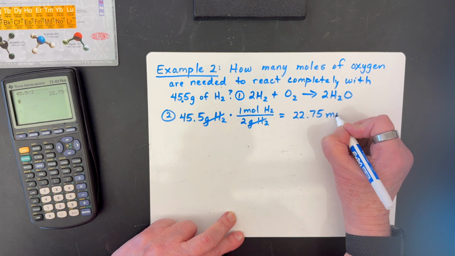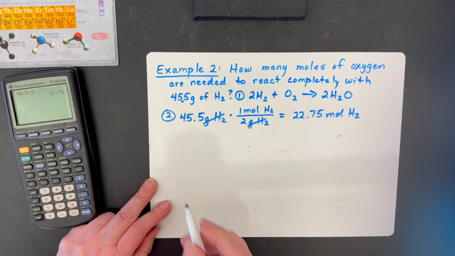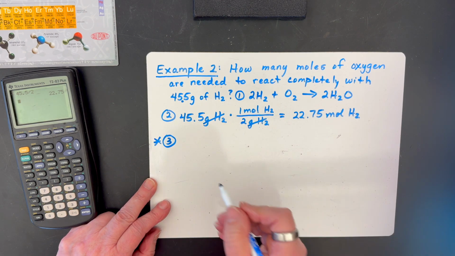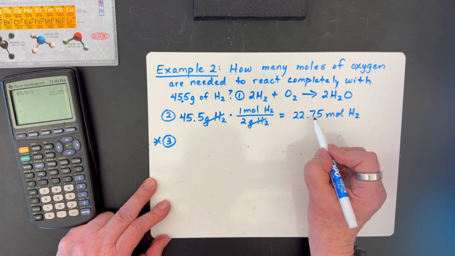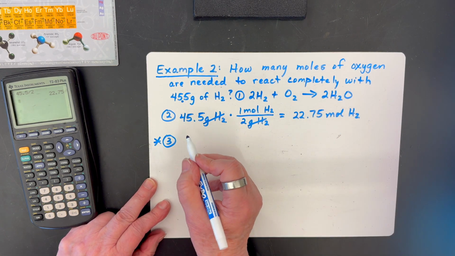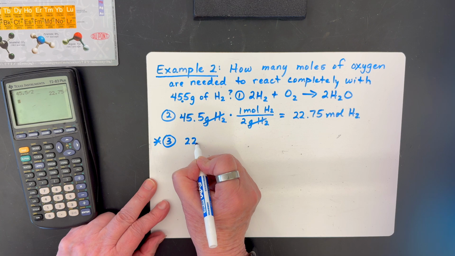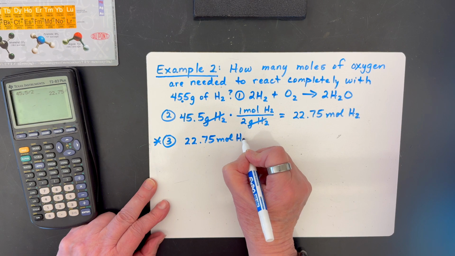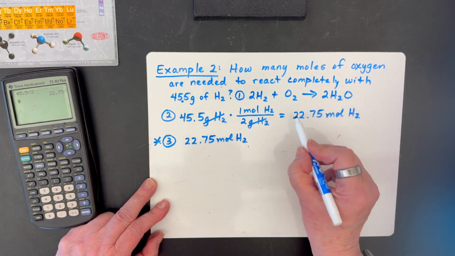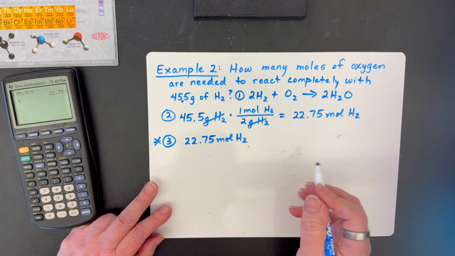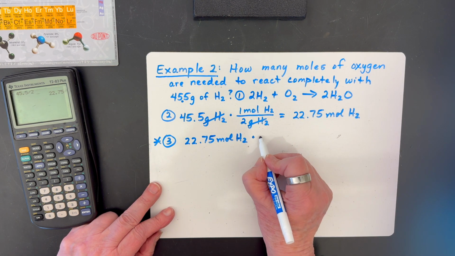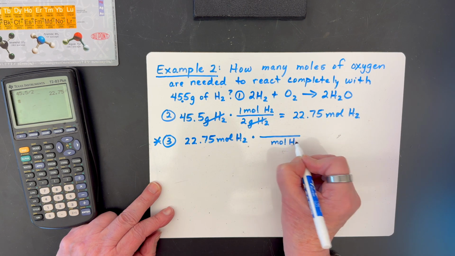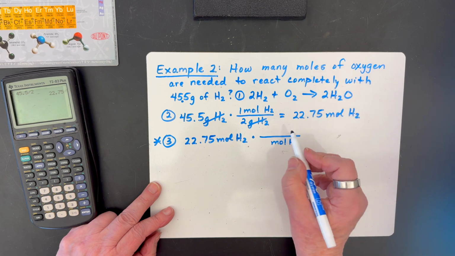22.75 moles of H2. Next is our mole ratio. This is always in the problem. You always have to do this. Notice I kept more digits than I needed there. So we have 22.75 moles of H2. That's our answer from the first part. That comes down here. And our conversion factor, we want to cancel moles of H2, so it goes in the bottom. And we are asked how many moles of oxygen.